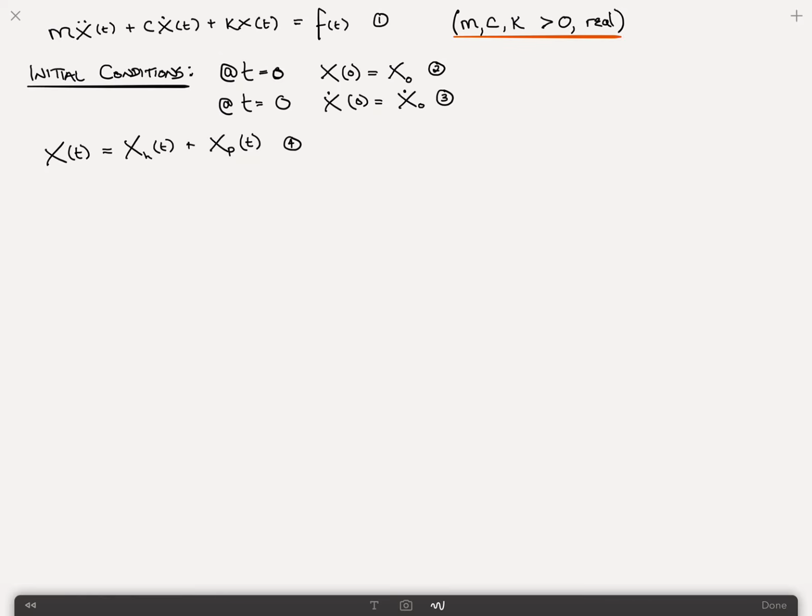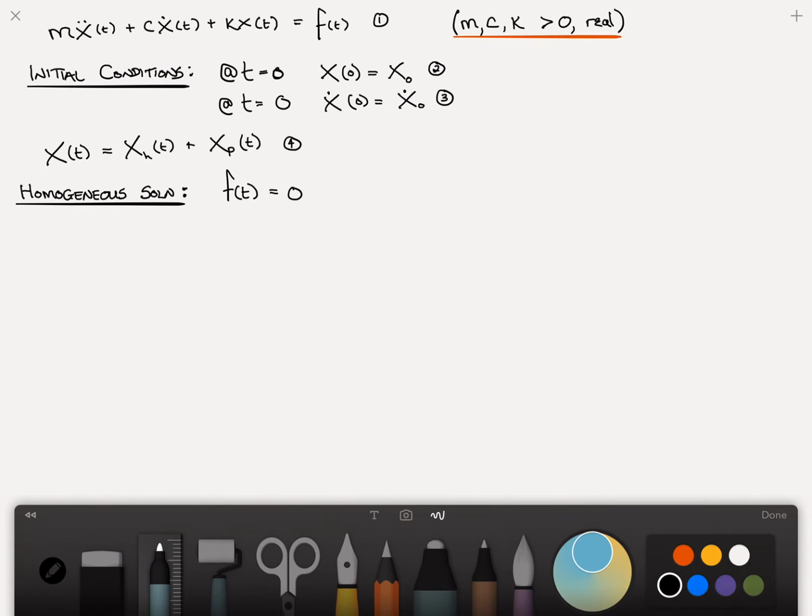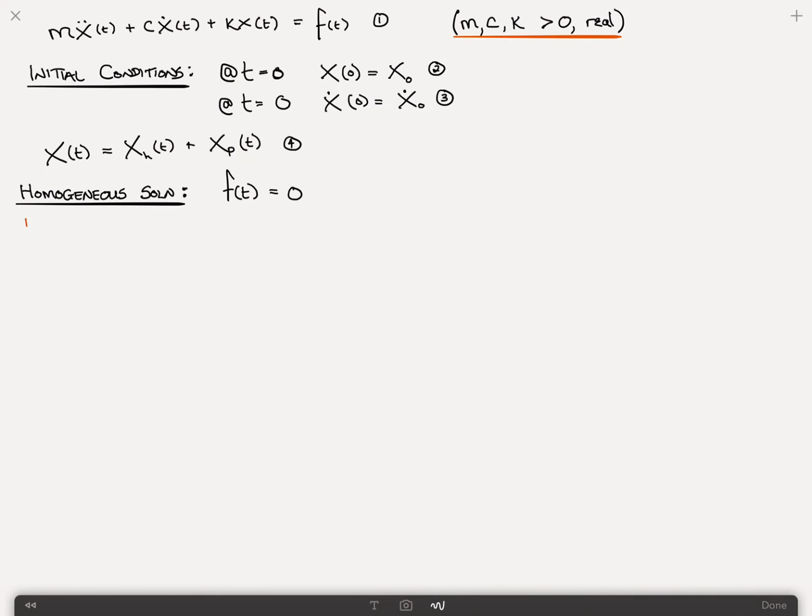Okay. So initially what we need to do is find the homogeneous solution, and we find that by setting the right-hand side, or the function f of t, equal to 0. So let's write that down. The first thing we tackle is the homogeneous solution, and we do that by setting f of t equal to 0. Now, in mathematics, we call it the homogeneous solution. In mechanical vibrations, we refer to this as the free vibration problem. Why? Because there's no force on the right.